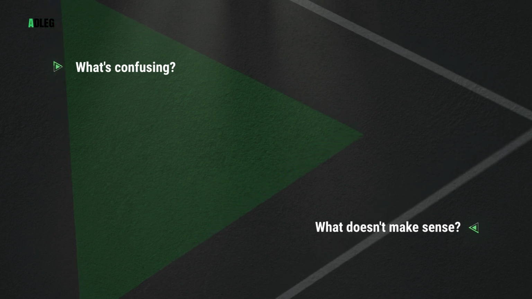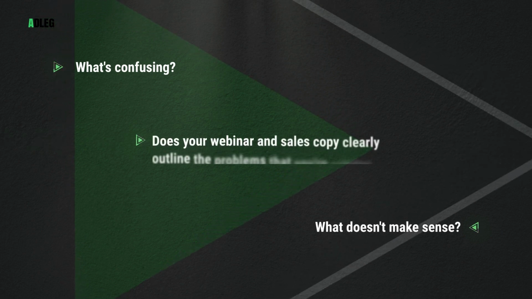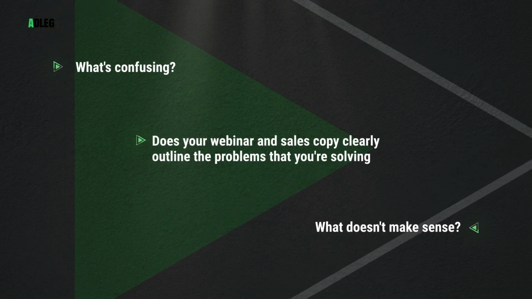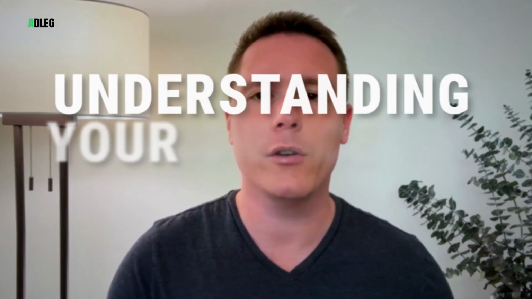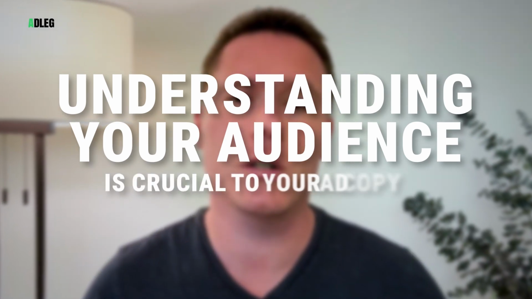Number 2, avoid cramming too much information into your presentations. Get feedback from your audience on this. What's confusing? What doesn't make sense? Does your webinar and sales copy clearly outline the problems that you're solving, what your offer is, and what the next step is? If those aren't clear, you have to get that right. This also goes back to a validated offer and communicating the value that you are offering, but also understanding your audience is crucial to your ad copy.